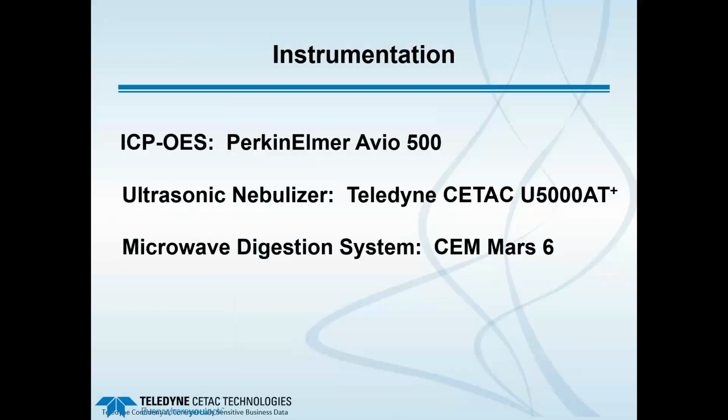So the instrumentation that we're going to use today: the ICP-OES system that we did the test with is the PerkinElmer Avio 500. The ultrasonic nebulizer, again, is the CETAC U5000 AT+ model. And for sample preparation, we used a CEM Mars 6 microwave digestion system.